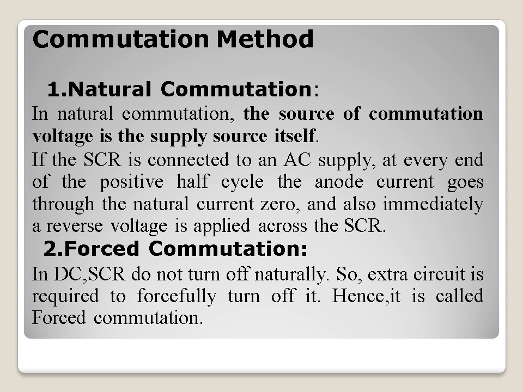These are the commutation methods: natural commutation and forced commutation. In natural commutation, the source of commutation voltage is the supply source itself. If the SCR is connected to an AC supply, at every end of the positive half cycle, the anode current goes through the natural current zero and immediately a reverse voltage is applied across the SCR. In forced commutation, in DC, the SCR does not turn off naturally, so an extra circuit is required to forcefully turn it off. Hence, it is called forced commutation.